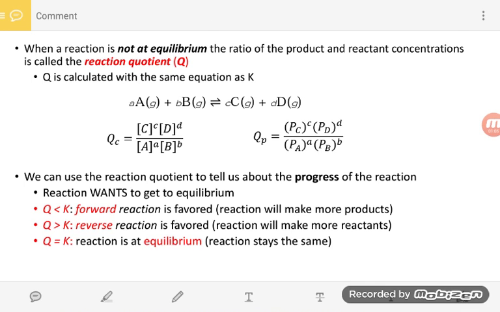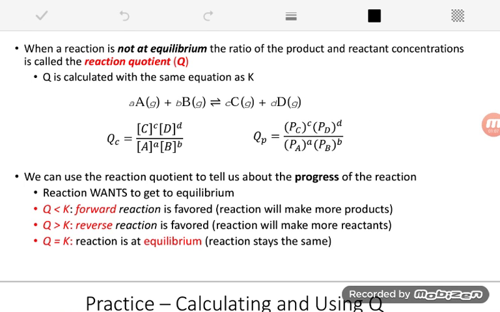The tool we use is what's called the reaction quotient, which we abbreviate with this letter Q. If we notice, Q looks exactly like K. It's just this ratio of products over reactants. The difference is that K applies at equilibrium and Q applies at any other point. So Q is just this general ratio of products over reactants.